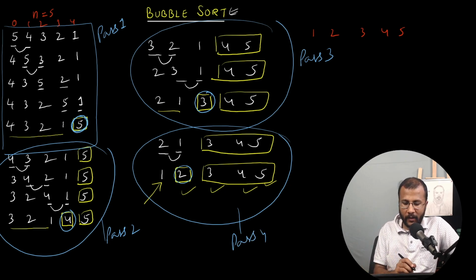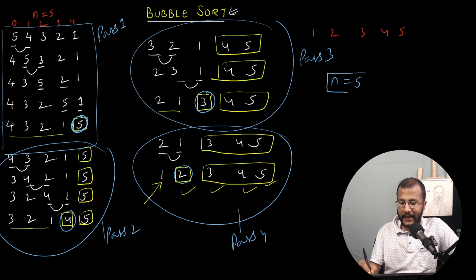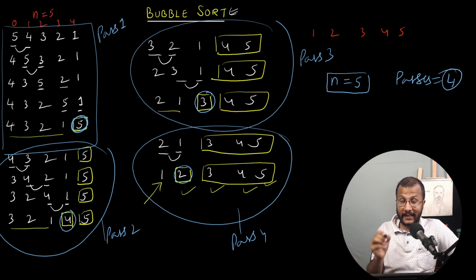In this example, we had the number of elements n to be 5. So whenever n is 5, the total number of passes that you have is equal to 4. Now this is because each pass is responsible for placing a number at its correct position. So if there are 5 elements, if I can place 4 numbers correctly, the last number is automatically placed at its correct position, right? So therefore, we need 4 passes here.